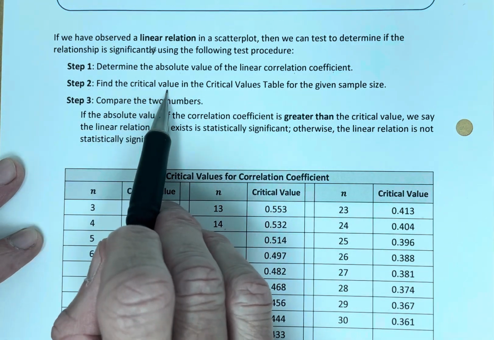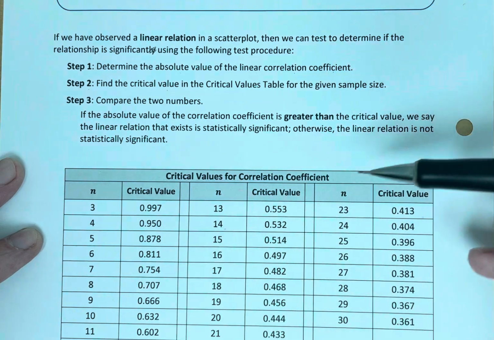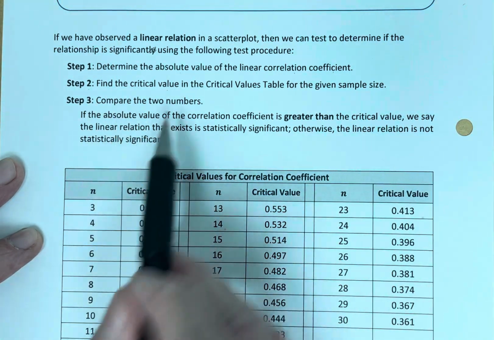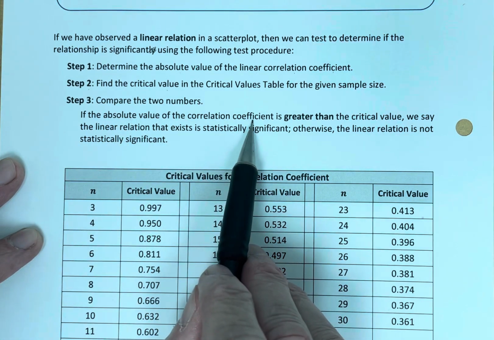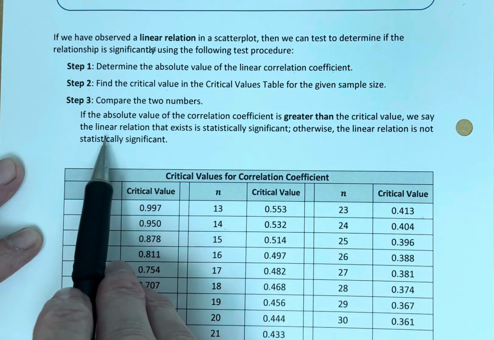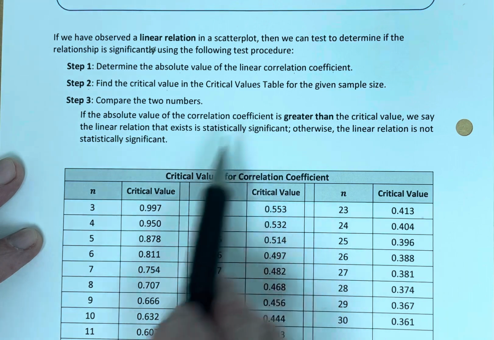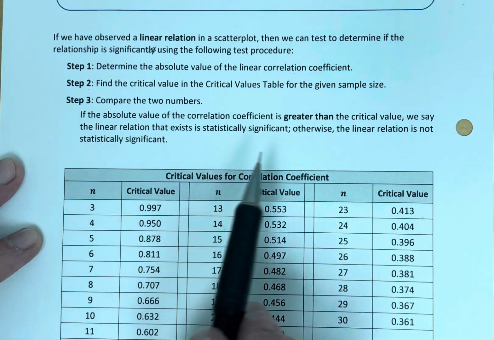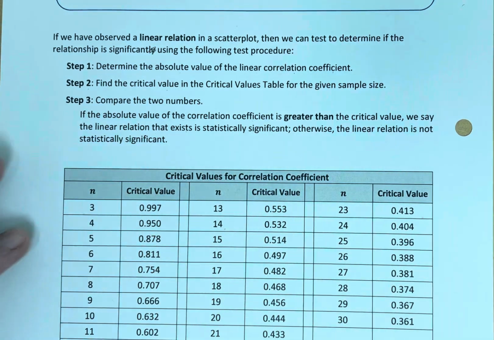Second, we'll find the critical value in the critical values table for the given sample size, and here's the critical values table. Third, we'll compare the two numbers. If the absolute value of the correlation coefficient is greater than the critical value, we say the linear relation that exists is statistically significant. Otherwise, if it's less than the critical value, the linear relation is not statistically significant.